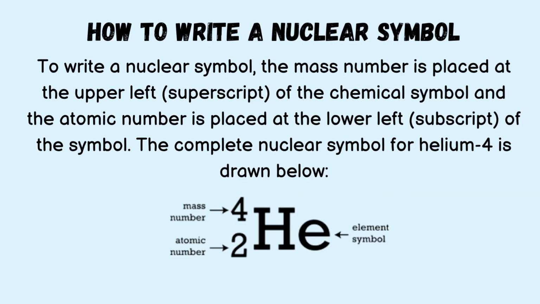How to write a nuclear symbol? To write a nuclear symbol, the mass number is placed at the upper left of the chemical symbol and the atomic number is placed at the lower left of the symbol. The complete nuclear symbol for helium is drawn below. 2He4, 2 represents the atomic number and 4 represents the mass number.